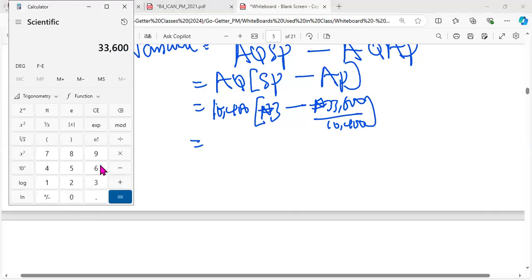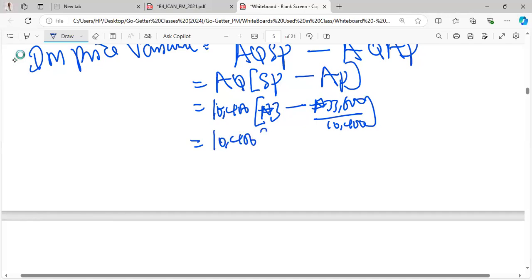33,600 divided by 10,400. That gives us 3.23. So I will come here. This is 10,400. This is 3 minus 3.23.